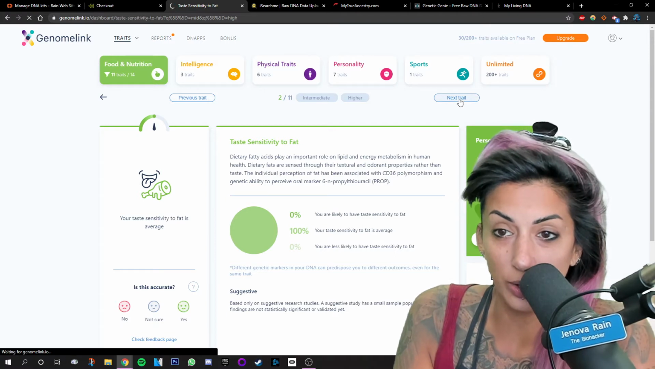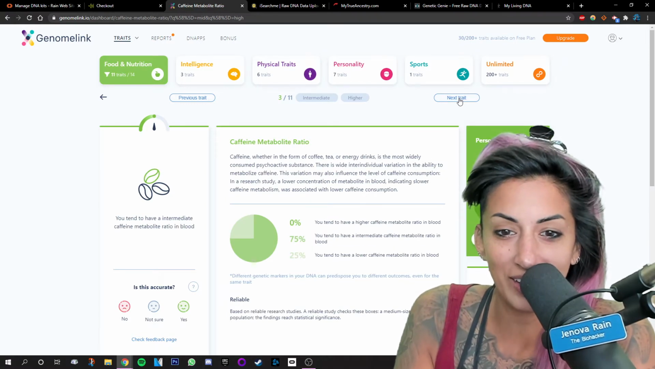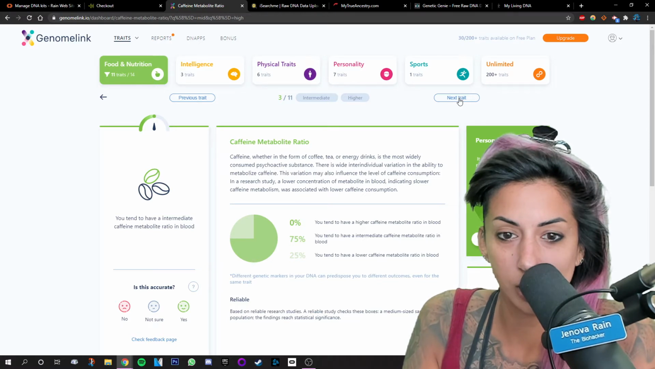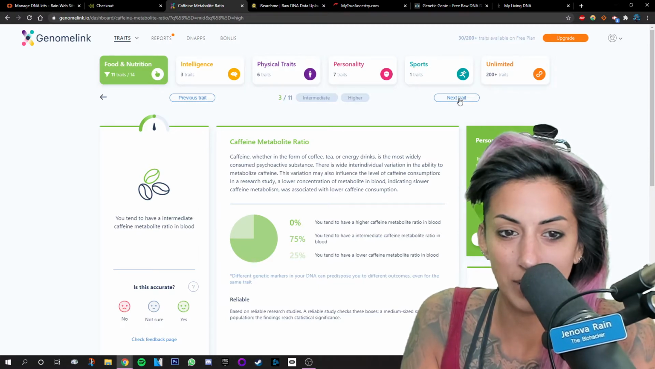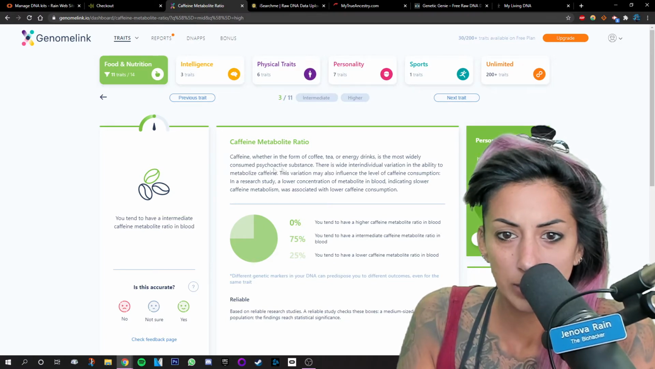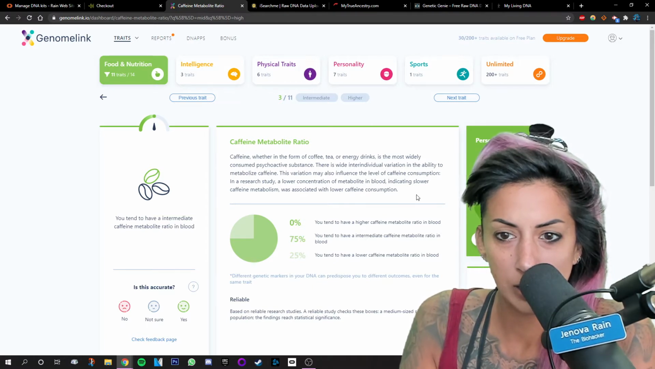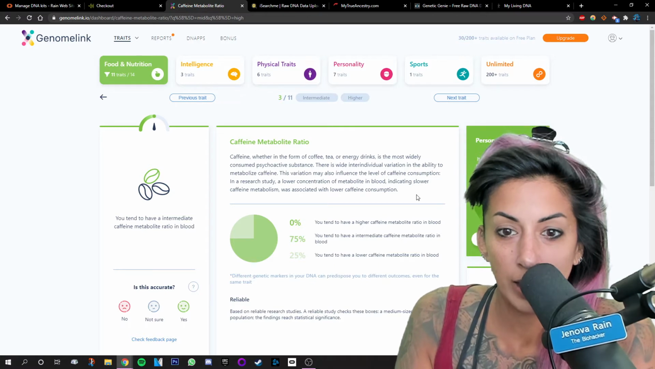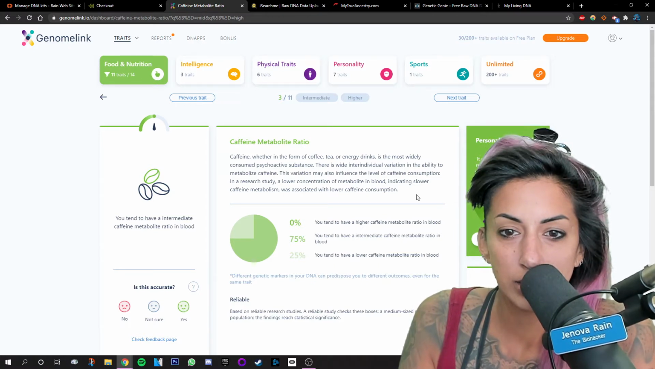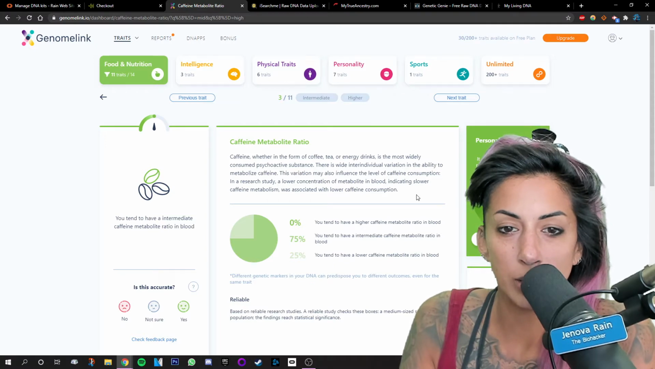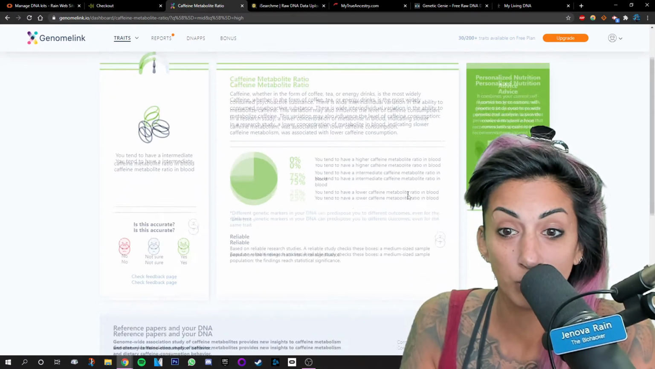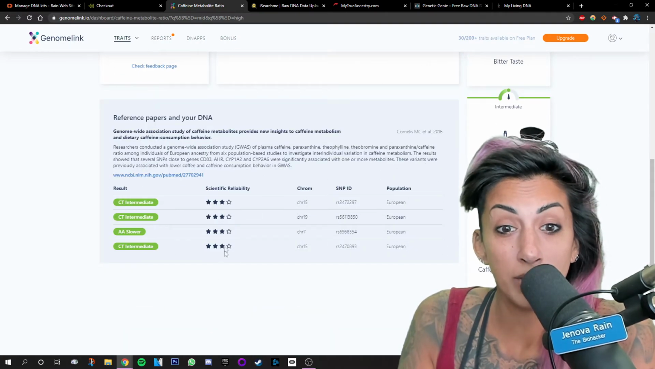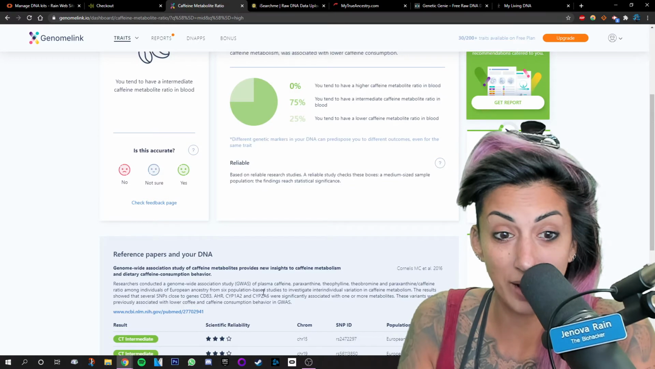Oh, we can just click through like this. Cool, let's do that. Huh, interesting. You tend to have an intermediate caffeine metabolic ratio in blood, indicating slower caffeine metabolism. Well, this seems fairly reliable. At least that's better.